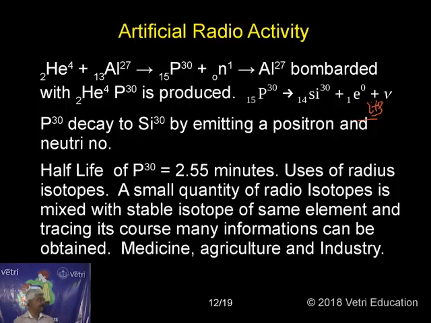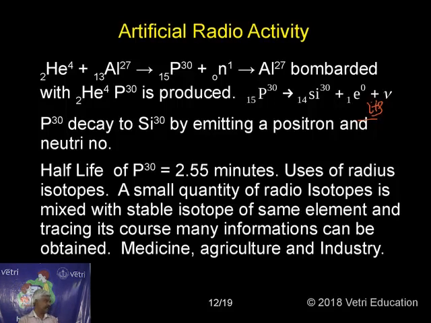Phosphorus-30 decays to silicon-30 by emitting a positron and a neutrino. The half-life of phosphorus, everyone knows, is 2.55 minutes. What is the half-life of phosphorus-30? Phosphorus-30 half-life is 2.55 minutes.